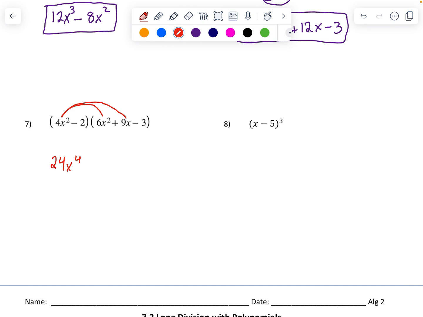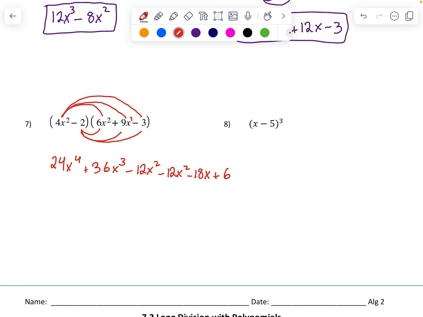Then I distribute it to the next term. So plus 36x to the 3rd power, because there's that invisible 1. Then I distribute it to the last term. So minus 12x squared. Then I do the same thing with this negative 2, so it has to distribute. So negative 2 times 6 is negative 12x squared. Negative 2 times 9x is negative 18x. And negative 2 times negative 3 is positive 6.